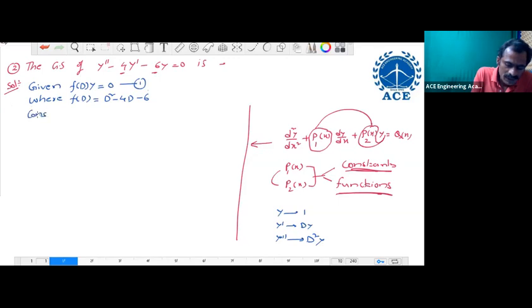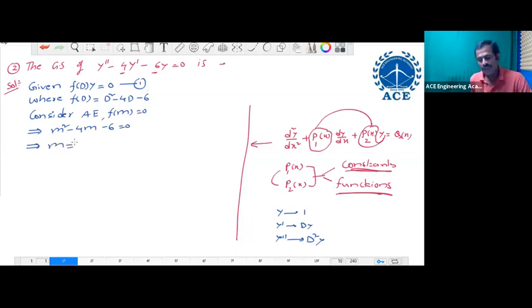Next, consider the auxiliary equation f of m equal to 0, which implies m square minus 4m minus 6 equal to 0. It is a quadratic equation. If we solve it for roots, then we get the two roots. The roots may be real or complex, may be repeated, may not be repeated, may be surds also.